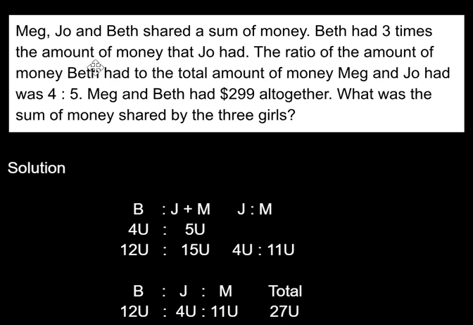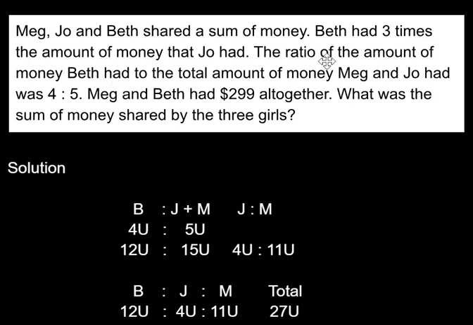Okay, obviously this is a ratio problem. So we write down whatever we know first. We use B to represent Beth, and J and M to represent Jo and Meg. The first thing we know is that Beth has 3 times the amount of money that Jo has. So we keep this aside first, because we want to handle the slightly more challenging part.